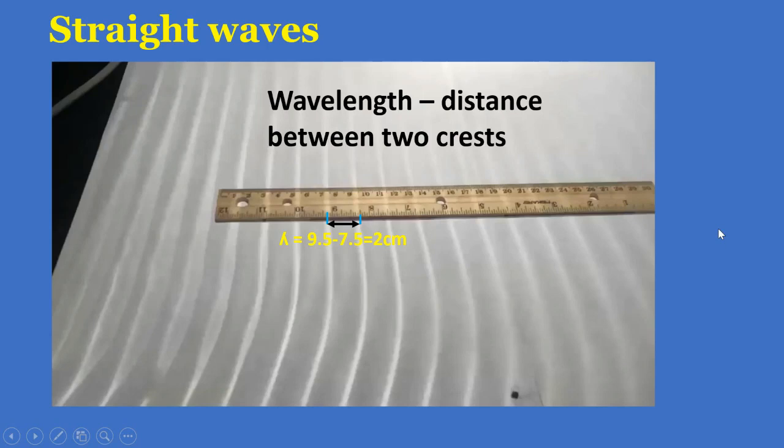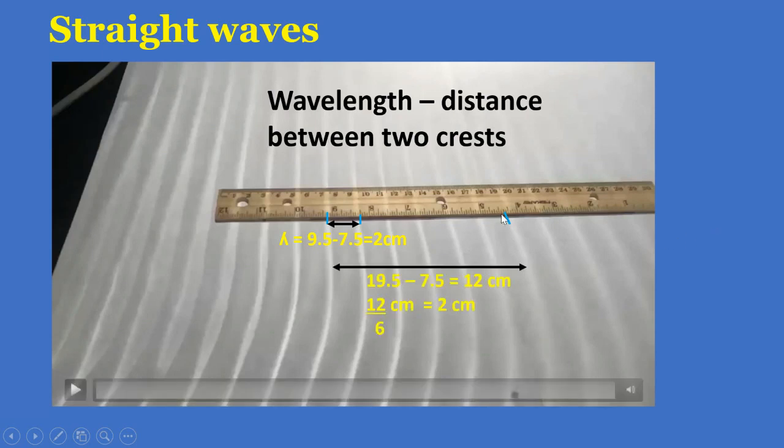Let's say that we want to make sure that is an acceptable number. So you can pick another location. This right here is the distance. So that is 19.5 minus 7.5, which is 12 centimeters. Now I need to count how many white lines I have between those two points. It will be 1, 2, 3, 4, 5, 6. So 12 centimeters divided by 6 wavelengths, so each wavelength is 2 centimeters. That is a very good number.